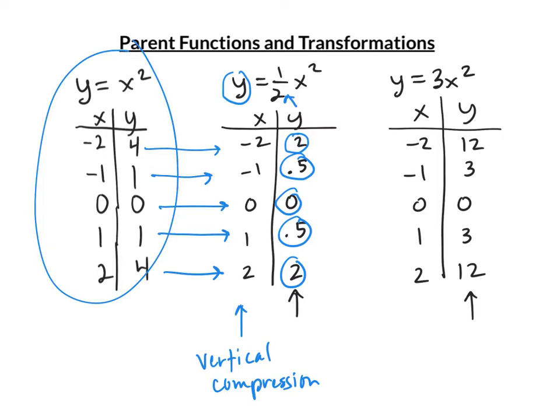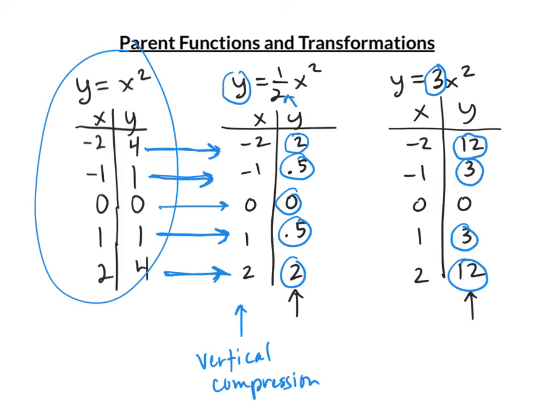Look at this next one, y equals 3x squared. Every y will be 3 times larger. Y is what's being affected here, not x. So 4, go back to the original, becomes 12. And 1, back to the original, is 3 times bigger, becomes 3. 0 becomes 0, and 1 becomes 3, because I'm going to multiply it by 3 after I square it, and 4 becomes 12 again.